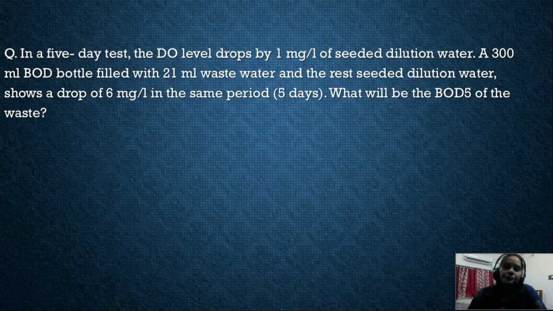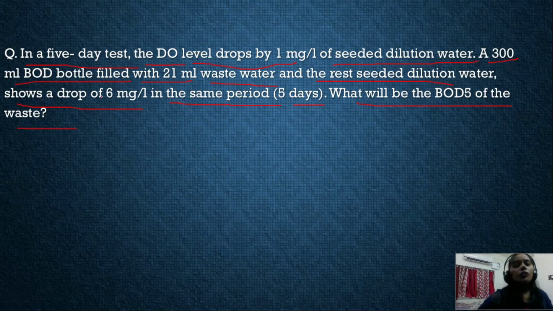Now come to the next problem. You can see in a 5-day test, the DO level, DO means dissolved oxygen, the DO level drops by 1 milligram per liter of seeded dilution water. A 300 ml BOD bottle filled with 21 ml of wastewater and the rest seeded dilution water shows a drop of 6 milligram per liter in the same period, 5 days. What will be the BOD5 of the wastewater?